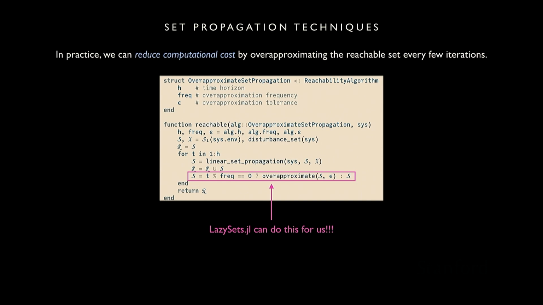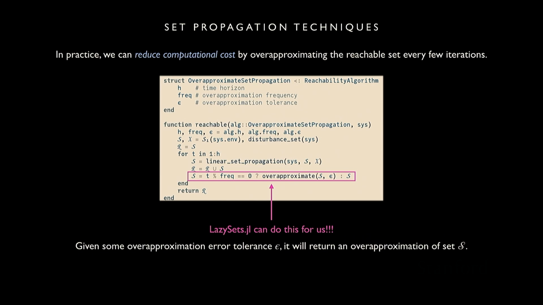So basically all that's going on in this algorithm is we have some frequency, which is after how many steps, or every how many steps, we want to do this over-approximation. And then we just call this overapproximate function that's provided by LazySets, give it some error tolerance, and it will over-approximate the set for us with a set that has fewer vertices.